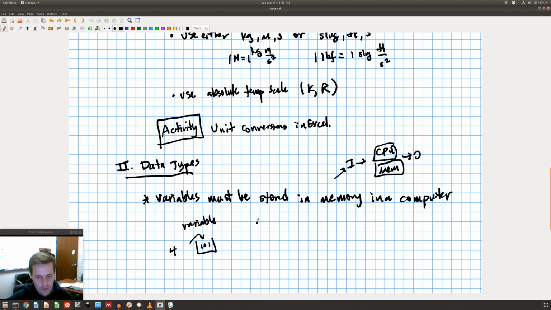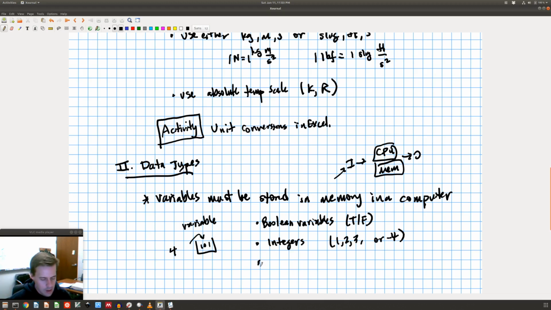So there are 4 different kinds of ways to store things. We can have what are called Boolean variables. These are true and false values. We can have integers. These are your cardinal numbers like 1, 2, 3, or minus 4, something like that.